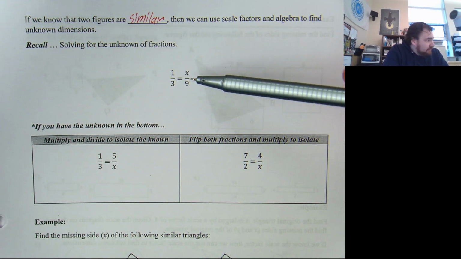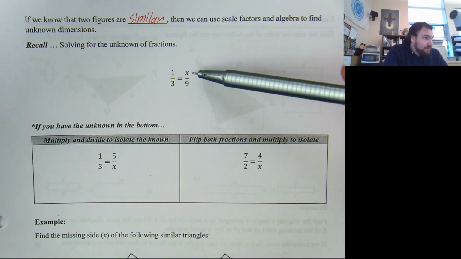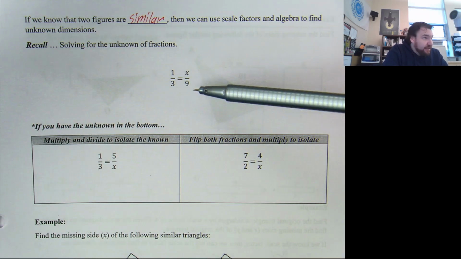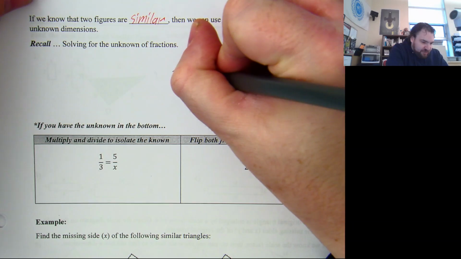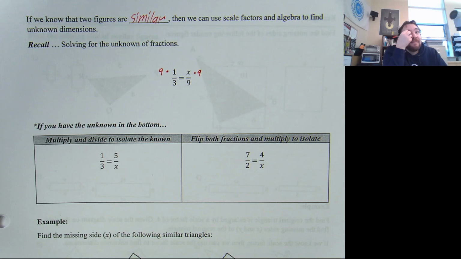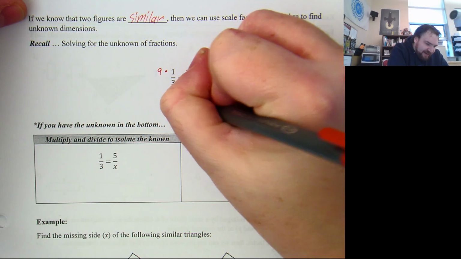Well, I'm isolating. I want to get x by itself. What am I doing to the x right now? Do you know? Yeah, I'm dividing by 9, so to get it alone, I want to multiply both sides by 9. You betcha. So on the right-hand side, my 9's cancel, and I'm left with just the x.